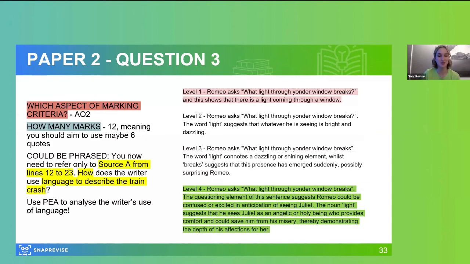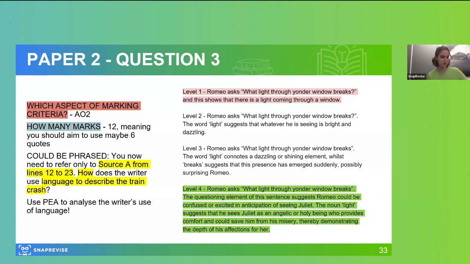Moving on to question 3. This then goes on to AO2, which is your analysis question. It's 12 marks. So again, I'd maybe aim at 5 to 6 quotes. So it could be something along the lines of, you now only need to refer to source A. Question 3 is normally only about one of the sources again. And like your paper 1, it then asks how does the writer use language to describe the train crash.